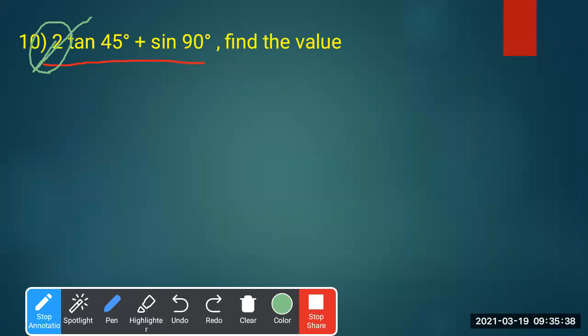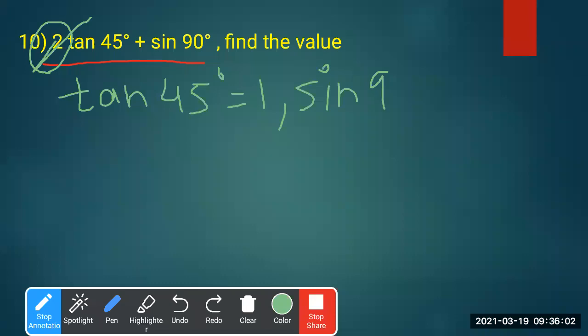So first of all, you write down the values. You don't have to draw the table every time. Simply write down, we know that tan 45 degree is equal to 1. From the table I have got this, and sin 90, the value is also 1. I have got this from the table. Now I will substitute these values in the expression.